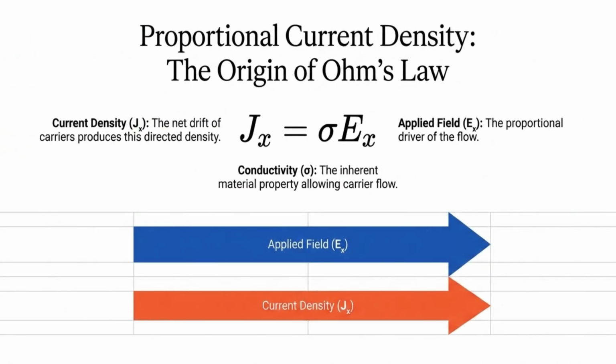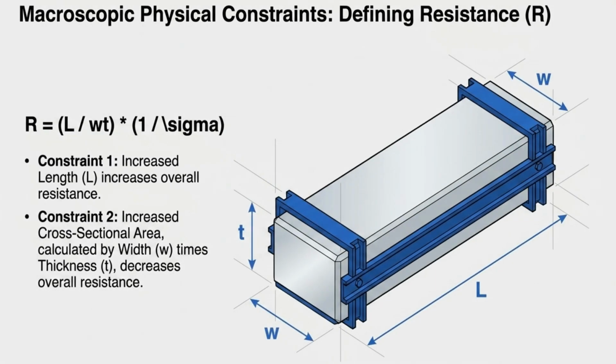The relationship between current density, applied field, and conductivity is the origin of Ohm's law. Current density is proportional to the applied field, mediated by the material's conductivity. Resistance is defined by the physical constraints of the semiconductor body. Increased length increases resistance, while increased cross-sectional area decreases it.